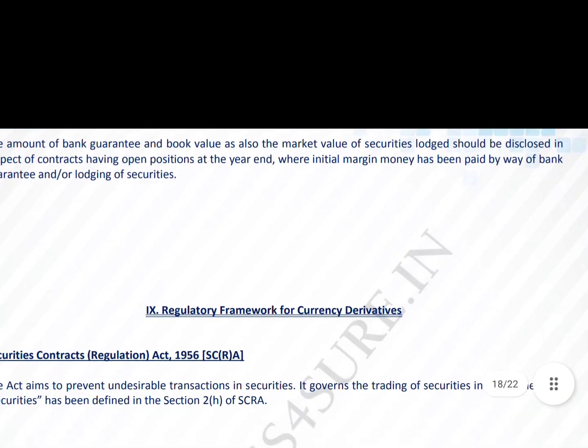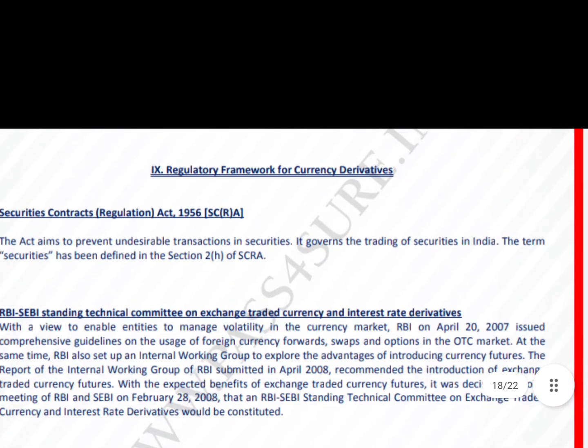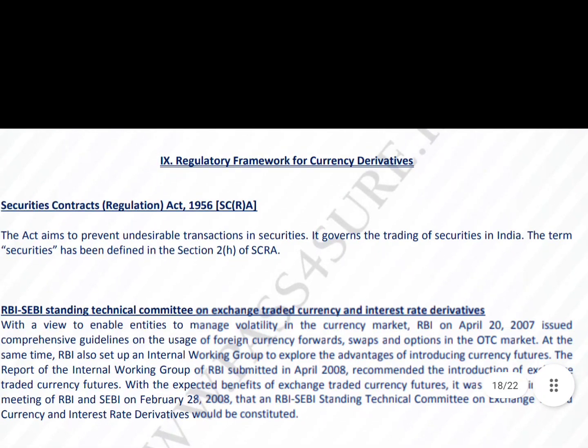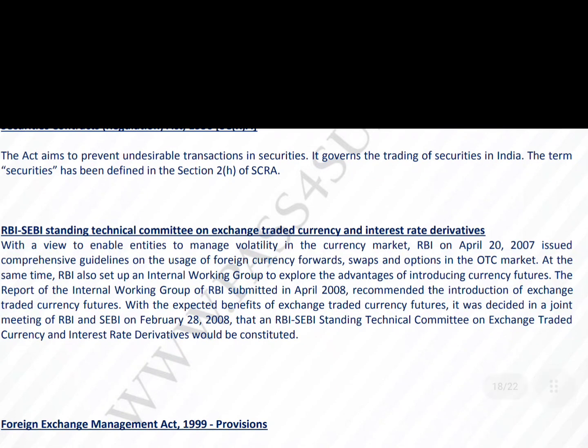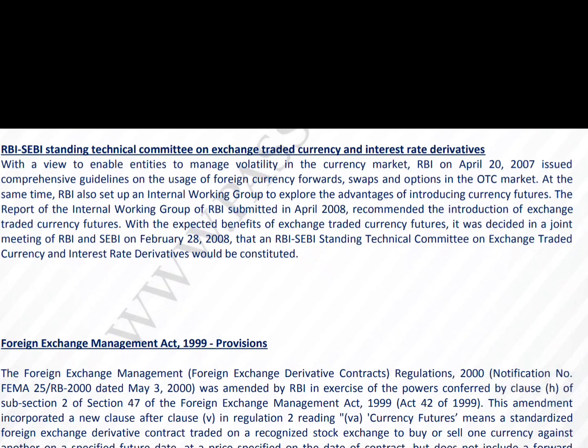And this question can be on SCRA. 1956 would be the answer. I only told you the answer, but the question can be: the act aims to prevent undesirable transactions in securities; who governs the trading of securities in India? SCRA 1956. Just comment, so that if you comment, then you can learn. Your teacher said just write it in your notebook. Here you only have to comment so that you can learn.